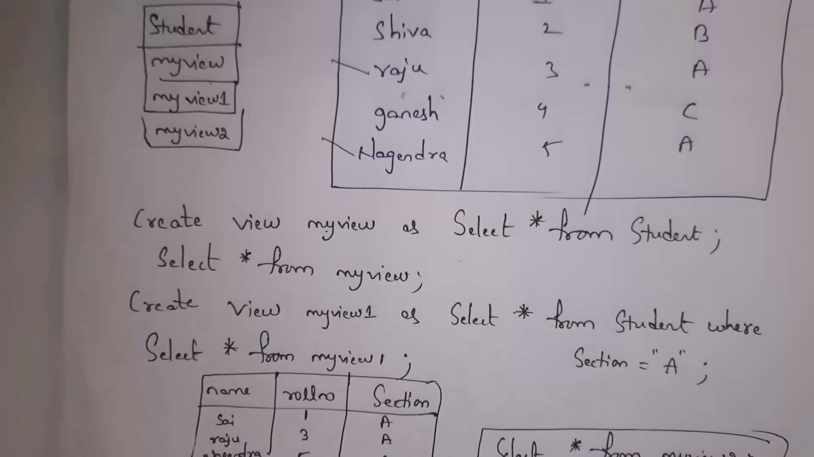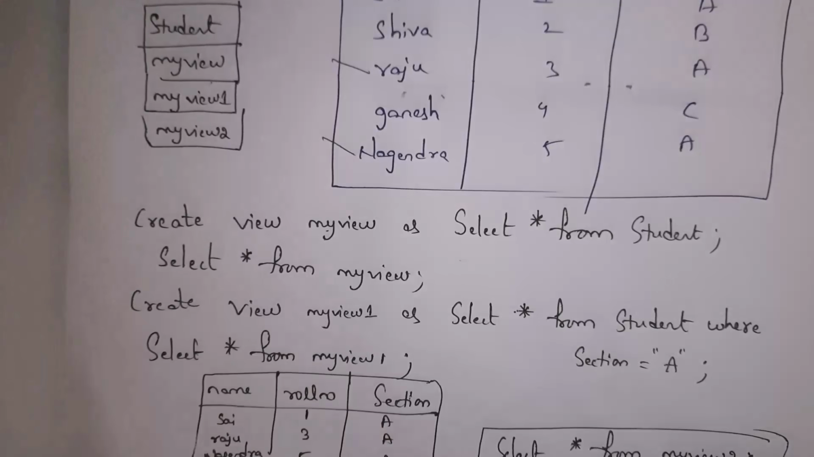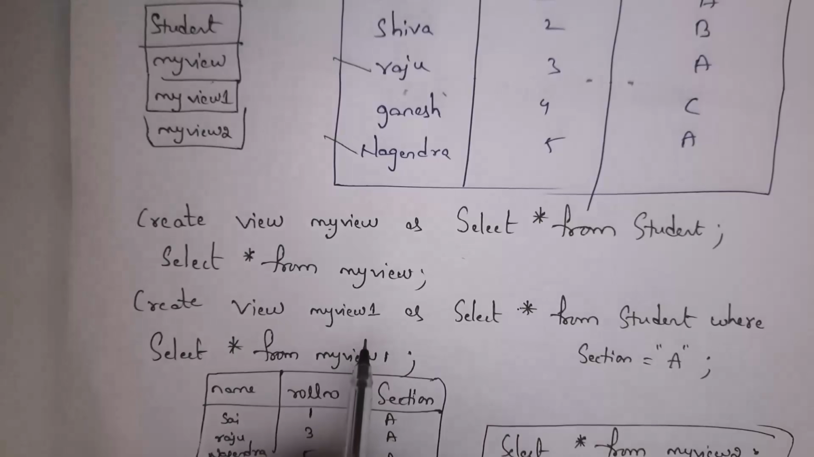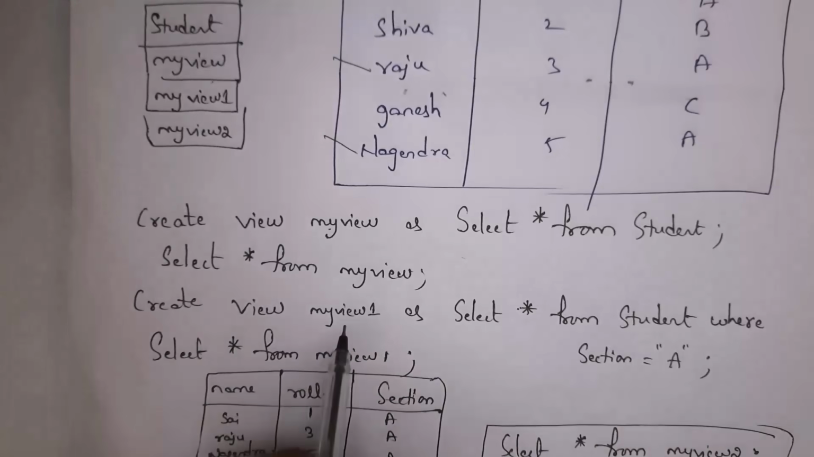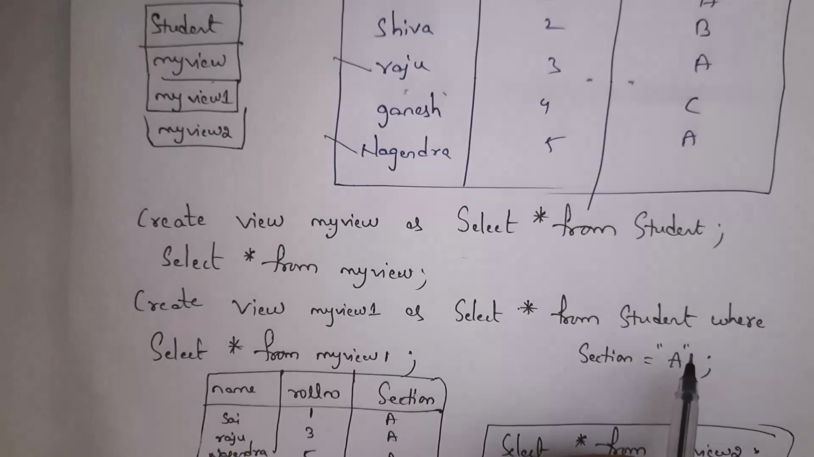Till now we created views. Next I will explain how to update views. For example, if you consider my view 1, this my view 1 contains complete data of the students whose section is A. Now I want to update this my view 1. Previously, my view 1 contained complete data of the student whose section is A. This time I want to update my view 1 by selecting complete data of the students whose section is B.